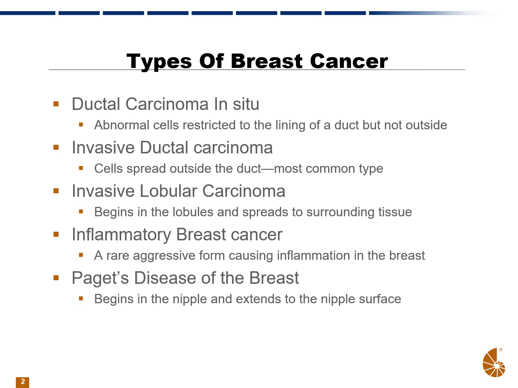Invasive lobular carcinoma begins in the lobules of the breast, and then it spreads to the surrounding tissues. A more rare type of breast cancer is called inflammatory breast cancer. It's aggressive and it causes inflammation of the breast. And there's also a disease called Paget's disease of the breast, which begins in the nipple and extends to the nipple area on the surface.